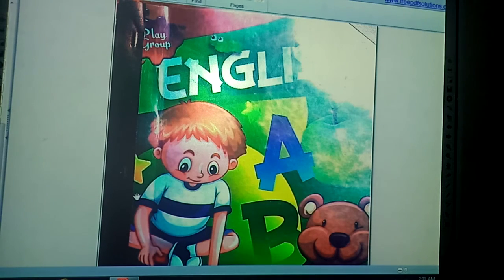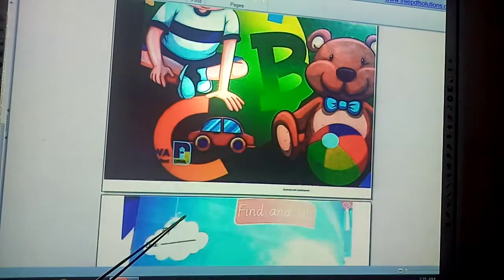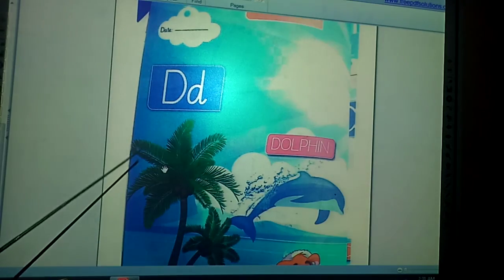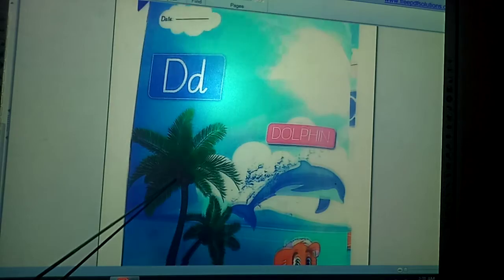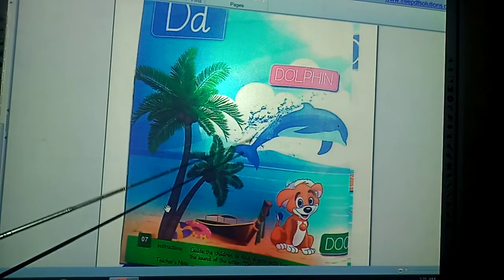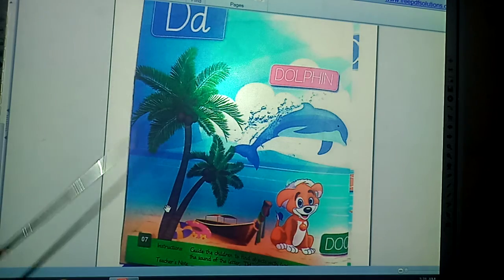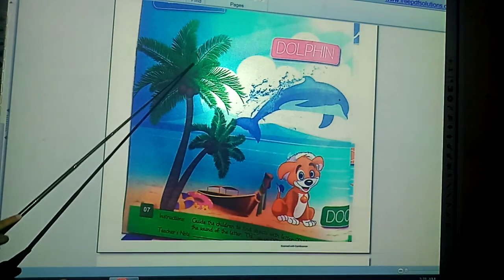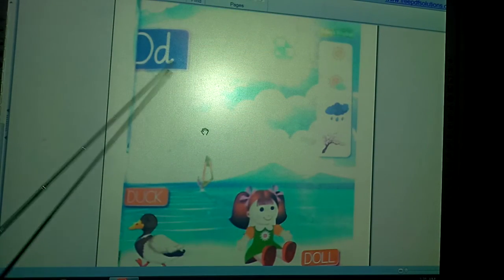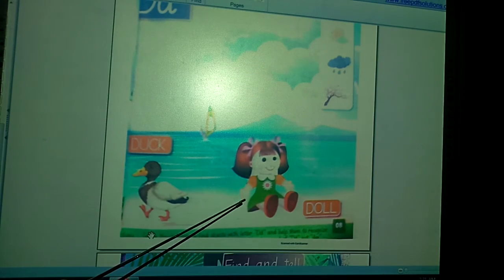Now we will move towards our reader. So students, open your reading book with me, and today's topic is D. D the dolphin. D the dog. And on the next page, once again, D the doll. D the duck.